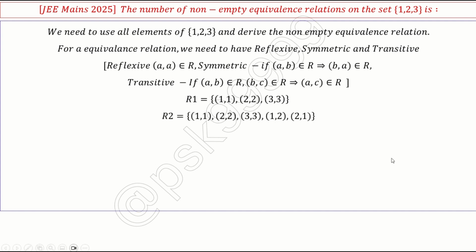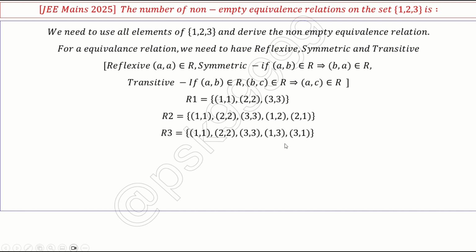Let's take R2, which includes all three, (1,1), (2,2), and (3,3), and then I am including only (1,2) and (2,1). So symmetric and transitive are satisfied. If (1,2) is included, then (2,1) is included, so it is symmetric. If I take (1,2) and (2,2), then by the transitive property (1,2) should be there, which is already there. If I take (2,1) and (1,1), then (2,1) should be present, which is already present. So reflexive, symmetric, and transitive are all satisfied.